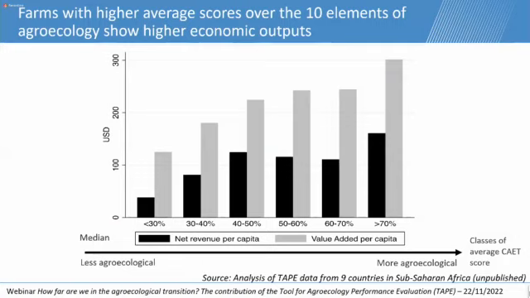Now, when we look at economic results, we also find this correlation and these positive trends between the level of transition and the economic output of the farm. So here we represented the median in terms of net revenue per capita and the median of value added per capita for each group of farms. And we see that we do have higher economic outputs in farms that have higher scores over the 10 elements. Next slide, please.